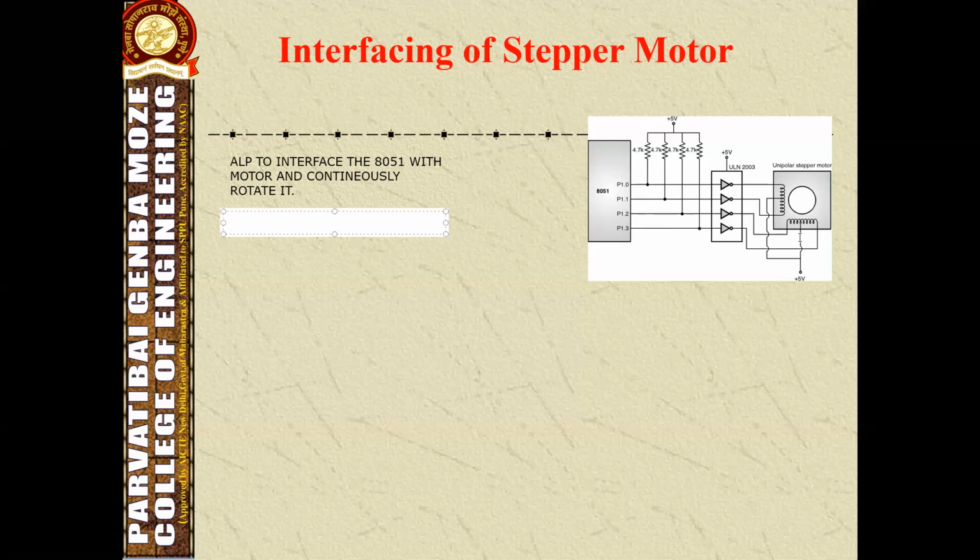So this is about interfacing the motor to the 8051. Now let's see how to write a program to run the motor continuously. First we write the command MOV A, #66H. This is the hex value 66H, and it will load the step sequence.